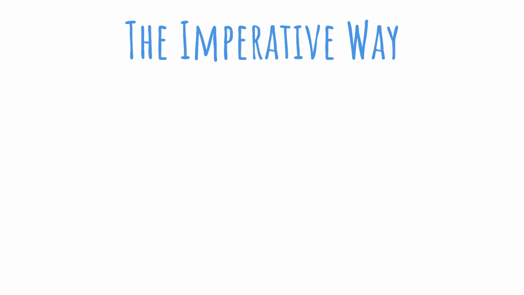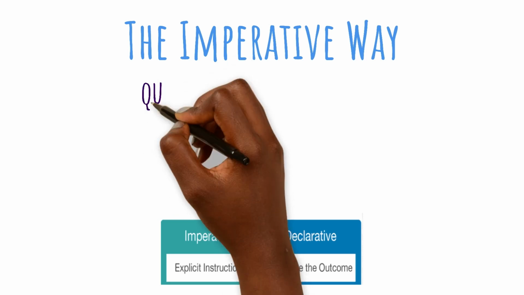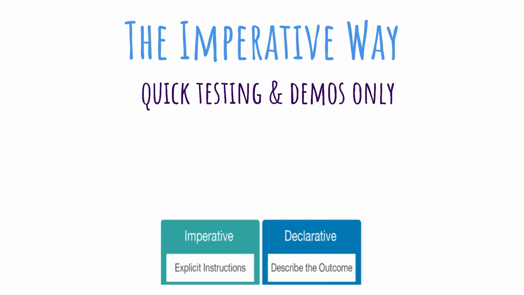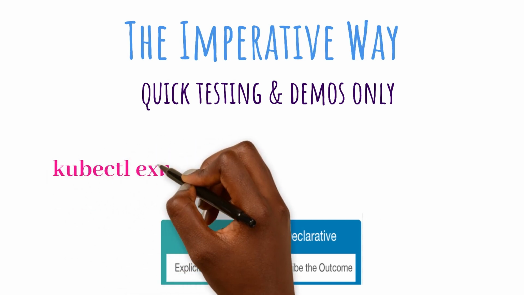Up until now, we have been using the declarative method for our services and deployments. But for quick testing and demonstrations, Kubernetes provides an imperative command to create a service for an existing deployment. This is not the recommended method for production, but is perfect for learning and for our homework. The command is kubectl expose.